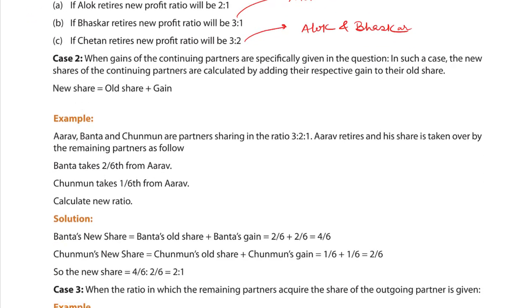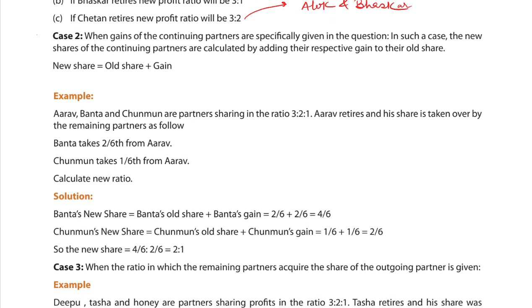Case 2. When the gains of the continuing partners are specifically given in the question. The gain is already given in the question. In such a case, the new share of the continuing partner is calculated by adding their respective gain to the old share. New share equals old share plus gain.